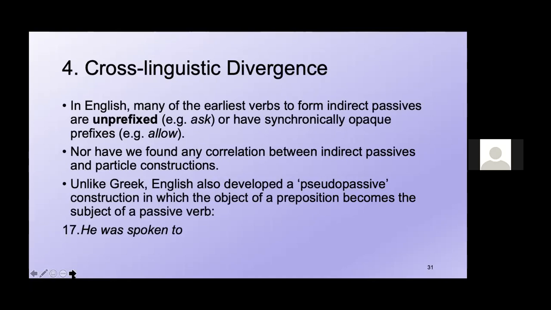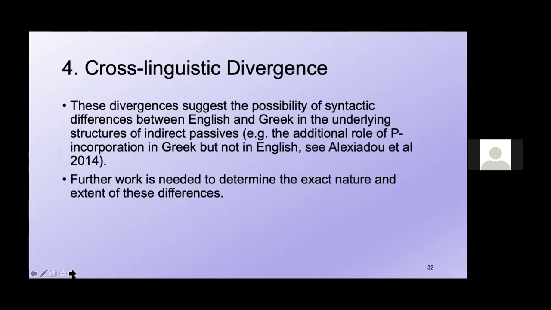And as we mentioned, in Greek there's a correlation between indirect passives and prefixes, but in English many of the earliest verbs to form indirect passives are unprefixed, such as ask, or have synchronically opaque prefixes, such as allow, and nor have we found any correlation between indirect passives and particle constructions. And likewise, Greek lacks the English pseudo-passive, as in he was spoken to. These divergences suggest that there may be some syntactic differences between English and Greek in their underlying structures, for example, whether or not they involve P incorporation, but further work is needed to determine the exact nature of this.